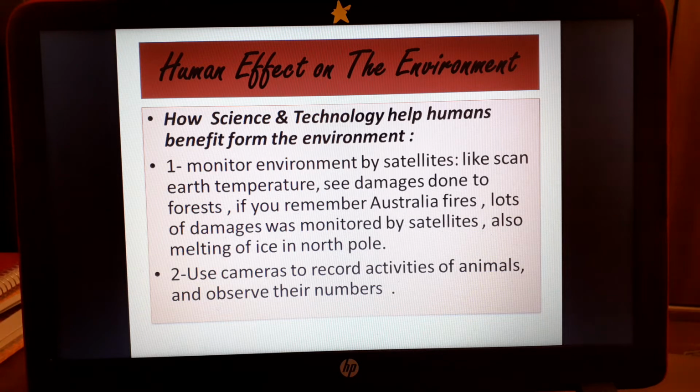If you remember, the Australian fires that happened at the beginning of the year 2020, in January, were captured by satellites, and the information was sent to help firefighters stop the fires. And also, we can use them to observe the melting of ice in the North Pole. Also, we can use cameras to watch if animals are existing in an area, what they eat, who eats them, and if somebody is there to hunt them, and help us protect them and also keep their environment if that needs to be done.